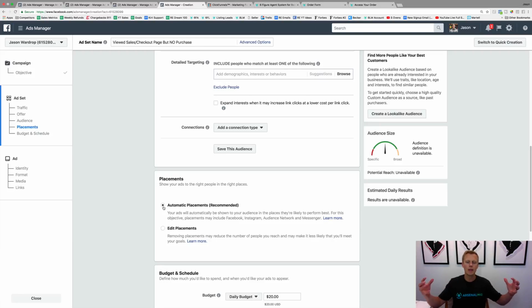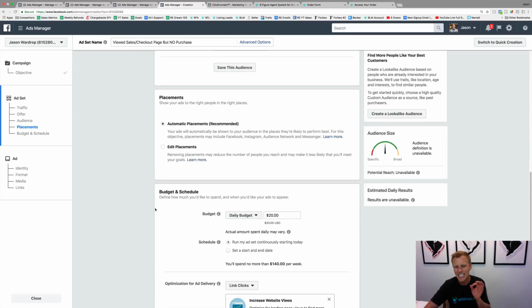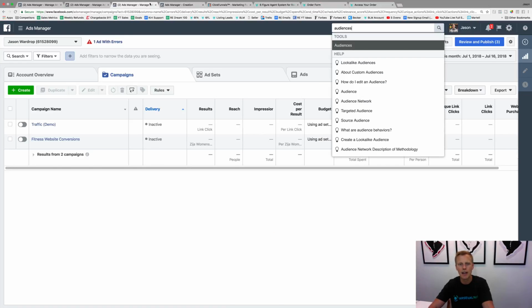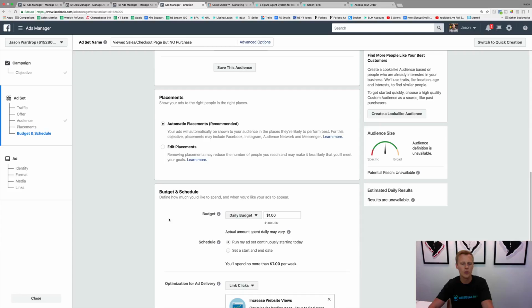So you want to be able to gather every possible person that's going to be going on all these different platforms. So I like to keep it at the automatic placements because it's such a small audience. Now coming down here, I would literally just start with $1 a day. Now if you're running a lot of traffic, and you know there's a lot of people hitting both of these pages right here, then you could bump it up to $1.50 or $2 or whatever.